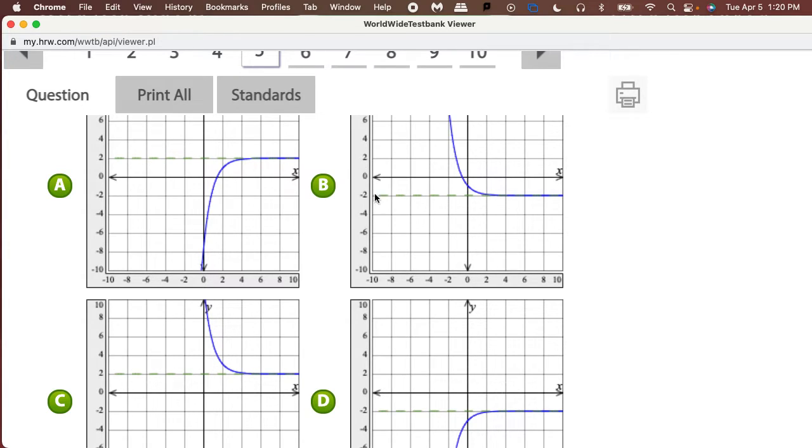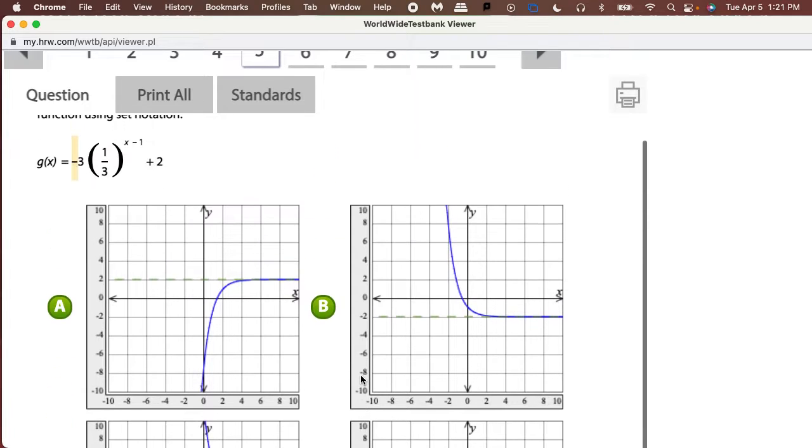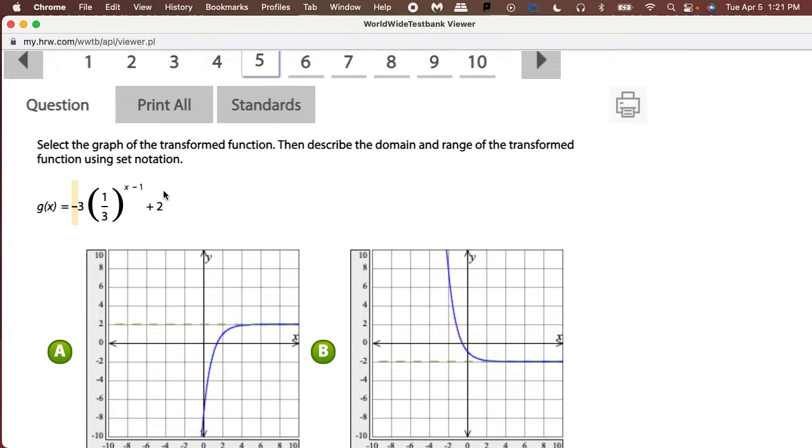Okay, C is not reflected. B had the wrong asymptote as well. D has the wrong asymptote as well. Where am I getting this? This K number right here. The 2 is K. So that's all I needed was the right asymptote, correct, because it's being reflected.